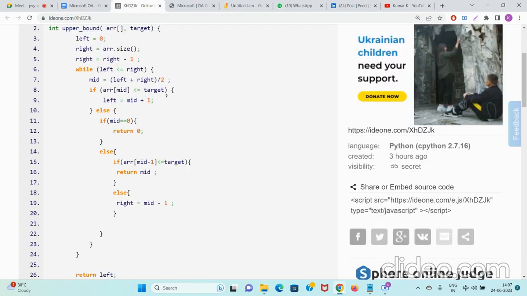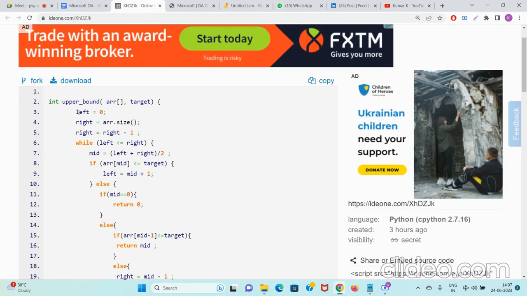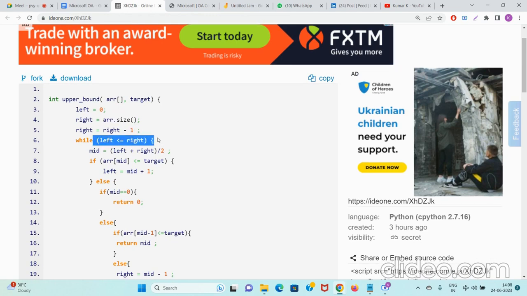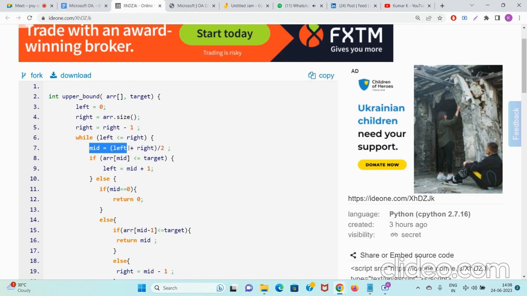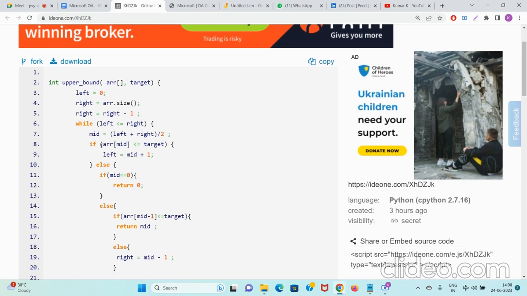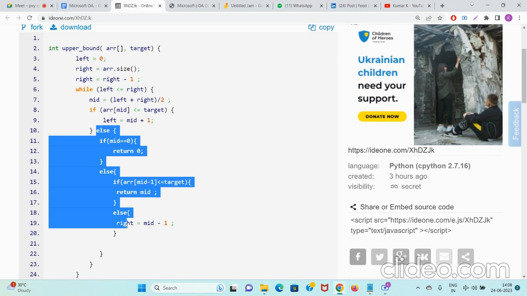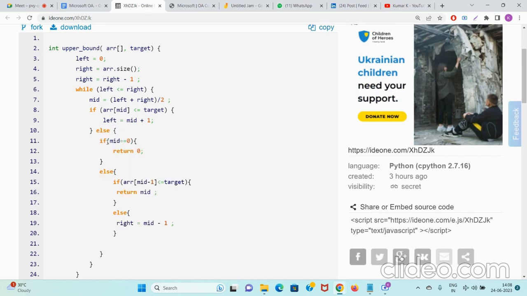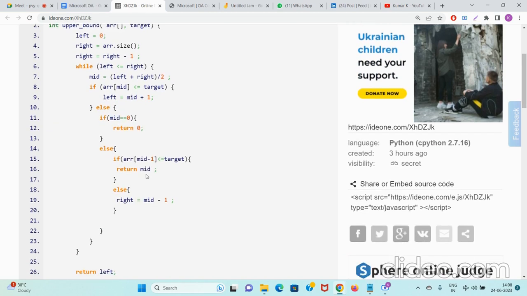See, in the algorithm I have written, left is 0, right is size of array minus 1. While left less than equal to right, first you calculate the mid. Mid is what? Left plus right by 2. Okay. So once you know the mid, first check: is the guy I'm trying to calculate less than equal to target? No, our target is 5 and ARR of mid is 15. So it is greater than the target. We come in the else condition. Is that guy having index 0? No. Is the guy just behind him less than equal to target? No. It means right equal to mid minus 1.